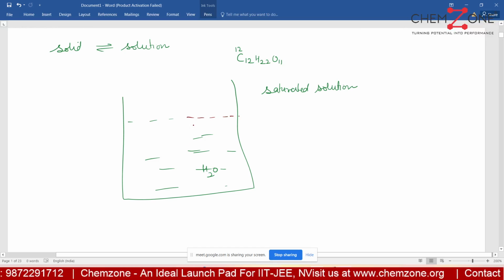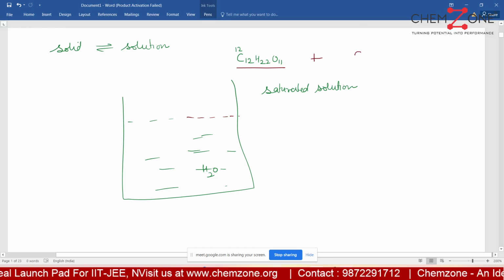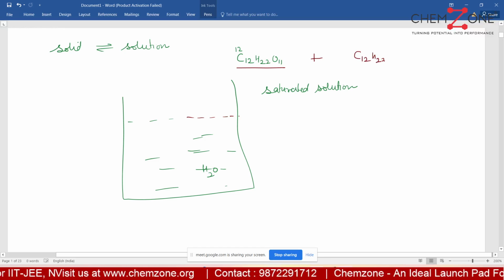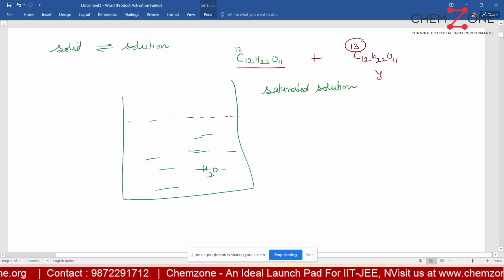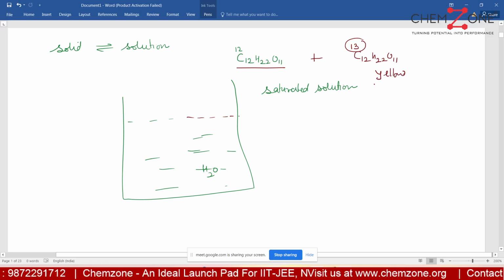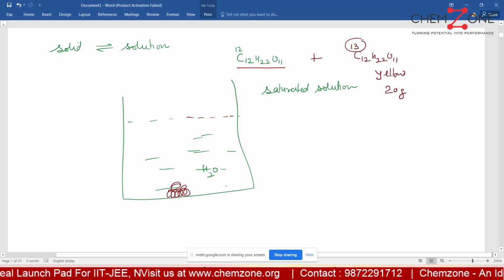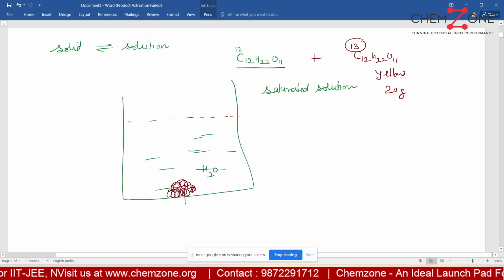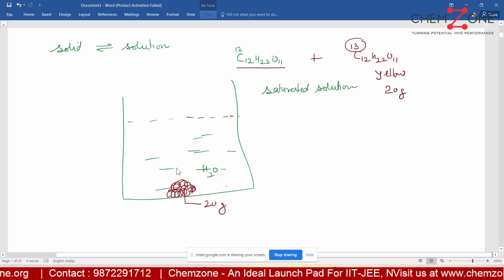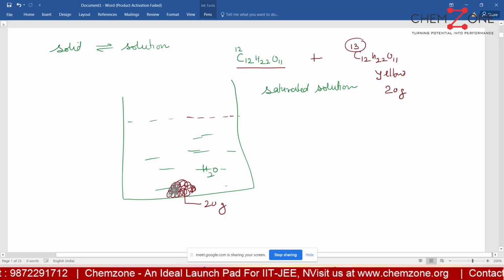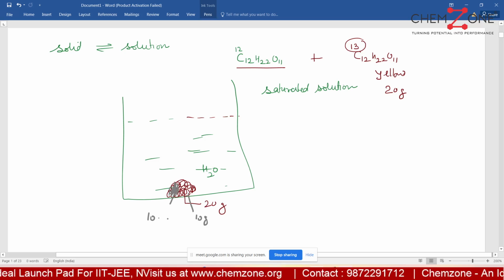Now, after this saturated solution, I am adding again sugar, which is yellow in color, which is containing the radioactive carbon. I have added here 20 gram, let it be, additional 20 gram after saturation. What we observe after some time, that we have some amount, let it be 10 gram normal sugar and 10 gram yellow color sugar.